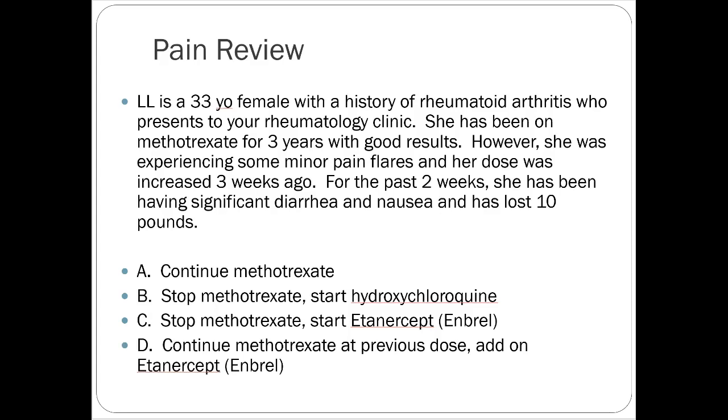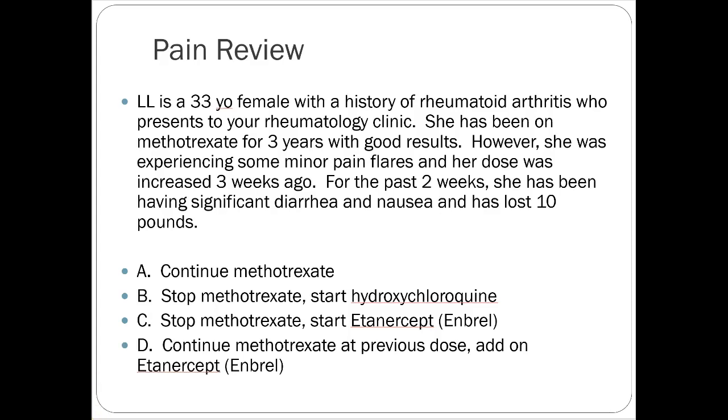Okay, LL, she's a 33-year-old female with a history of rheumatoid arthritis who presents to a rheumatology clinic. She's been on methotrexate for 3 years with good results. However, she was experiencing some minor pain flares and her dose was increased 3 weeks ago. For the past 2 weeks, she has been having significant diarrhea and nausea, and lost 10 pounds. So what would be the best option here?